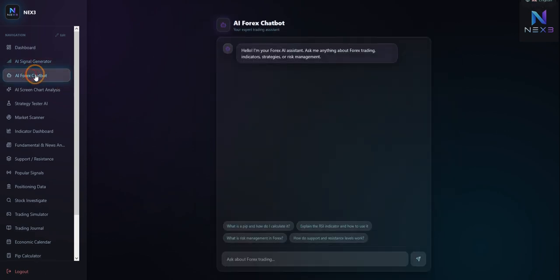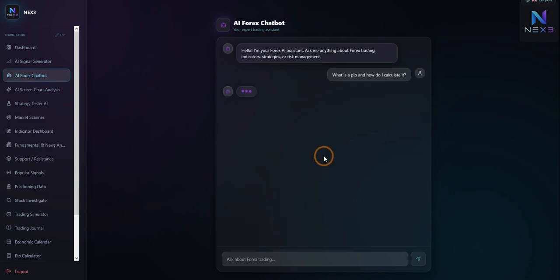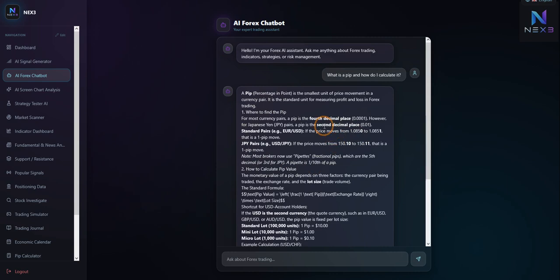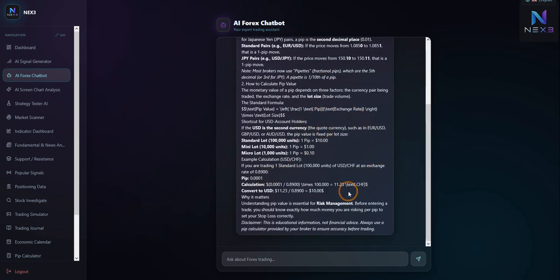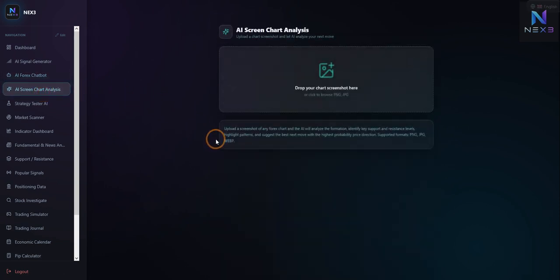AI Forex Chatbot. Next, we have our AI Forex Chatbot. Think of this as your 24/7 virtual trading coach. It is a large language model specialized purely in the Forex market. You don't need to Google questions anymore. You just ask the chatbot about pivot points, complex hedging strategies, or risk management techniques, and it delivers educational, professional-grade answers instantly.